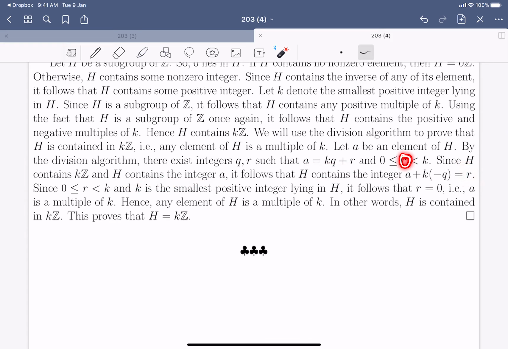So the integer R lies inside H. On the other hand, note that the integer R satisfies this inequality, whereas K is the smallest positive integer lying inside H. In that case, these inequalities imply that R has to be equal to 0. There is no other option. And once you have proved that R is equal to 0, you have established that A is equal to K times Q. That is, no matter what element we pick from H, it is a multiple of K. And that proves that H is equal to KZ.